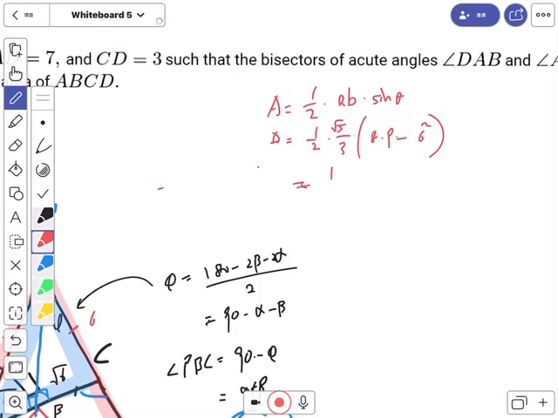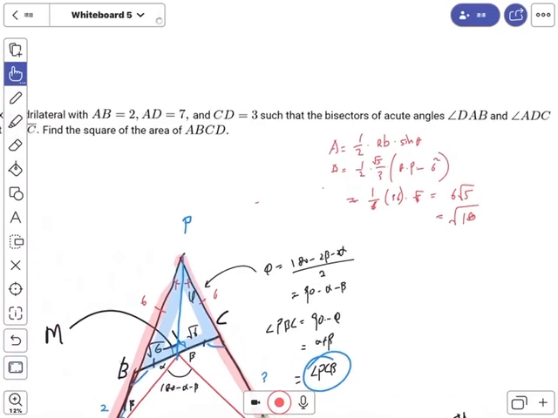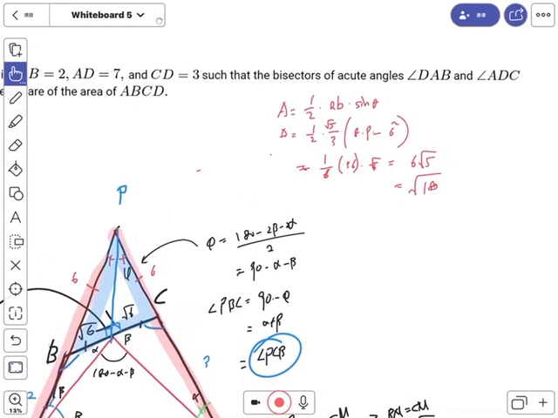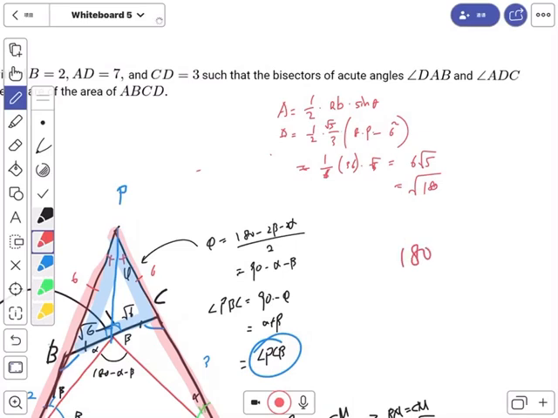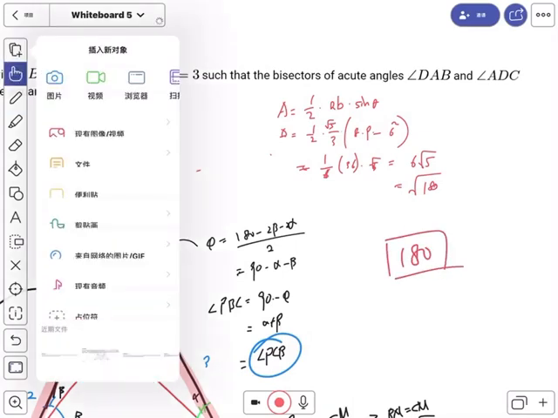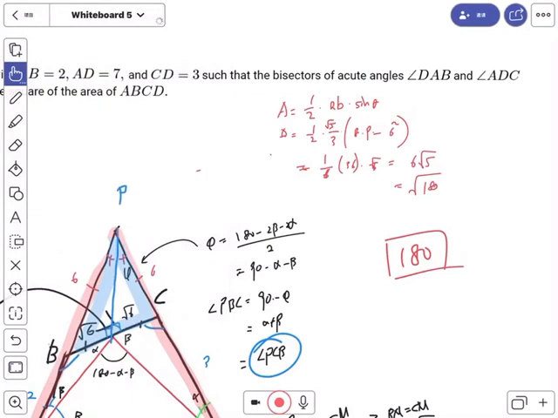This is equal to 1/6 times 36 times the square root of 5, which is equal to 6√5, which is under root 180. So keep in mind that what we want to find is the square of the area. So therefore, our answer is just equal to 180, and we are done.